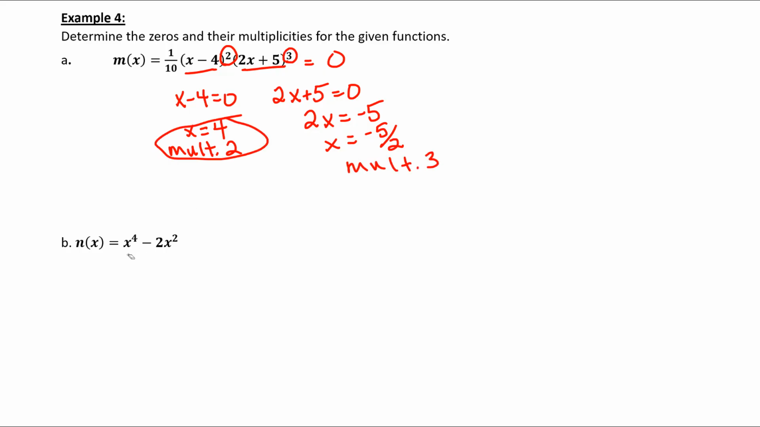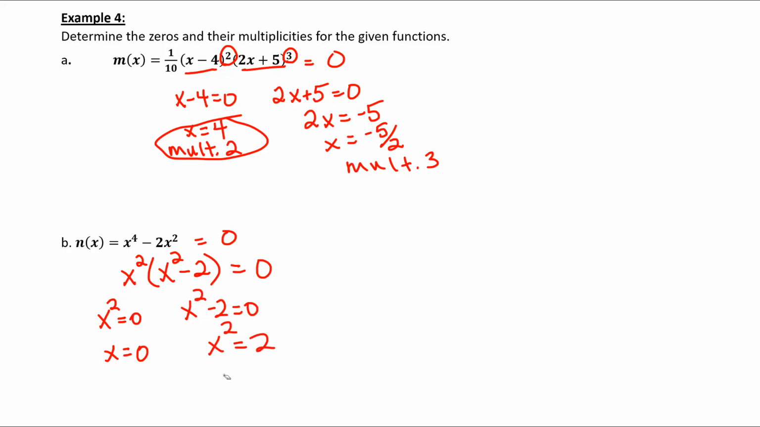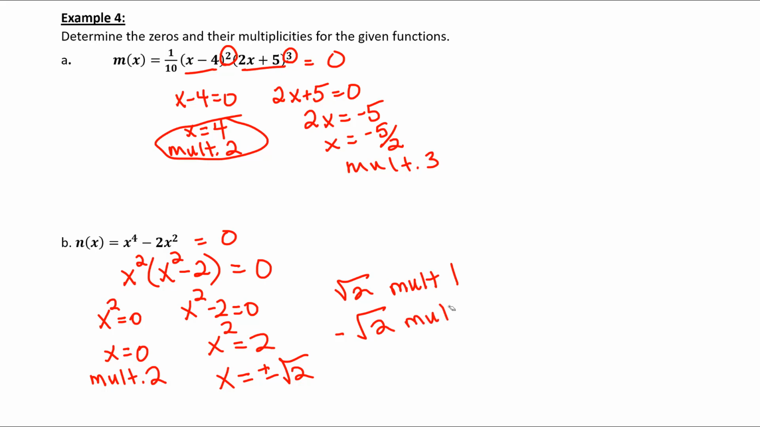All right, so for n of x, again, we're trying to find the zeros of the function. So we set it equal to 0 and we factor it. So if we factor out x squared, we're going to have x squared minus 2 left here. So x squared could be 0, which means that x would be 0. Or x squared minus 2 could be 0, which means that x is going to be plus or minus the square root of 2. So there are 3 zeros. 0 is a 0 of multiplicity 2. Square root of 2 is a 0 of multiplicity 1. And negative square root of 2 has a multiplicity of 1.